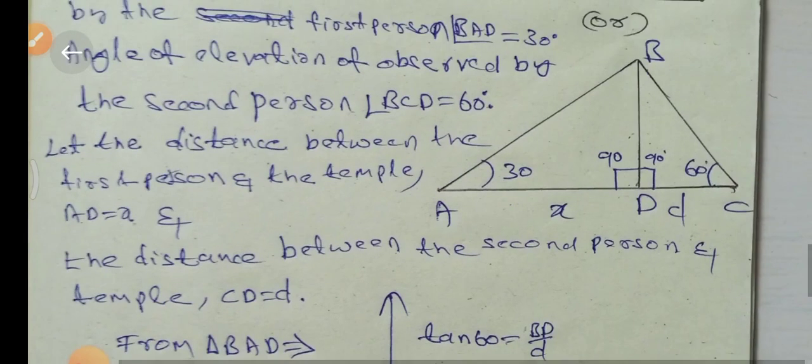Let the distance between the first person and the temple, AD, be equal to x.